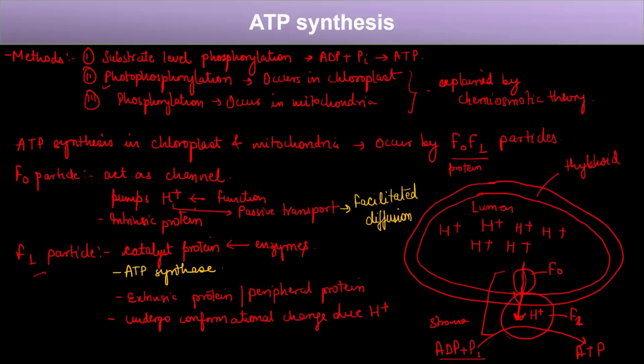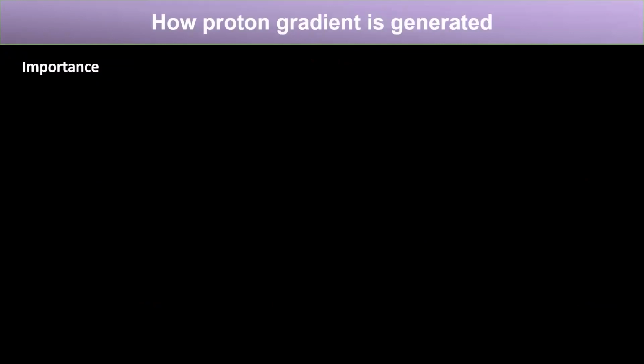Now, this is a simple process of ATP synthesis. We were talking about the proton gradient. We said that the proton gradient is important, and why it is important. But the question is how this proton gradient is generated. First of all, let's write in one line the importance of the proton gradient.